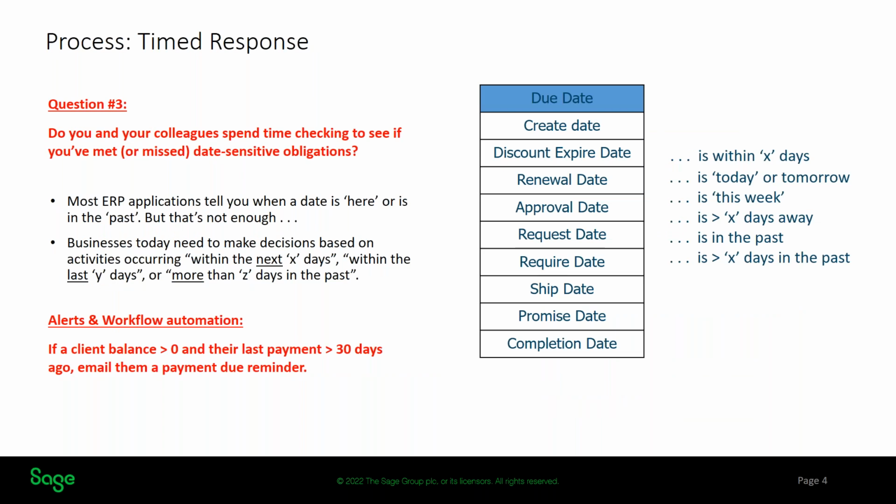So think about your daily business and order by date, ship by date, approved by date, cancel by date. There's all kinds of dates or time responses that we need to react to within our business.